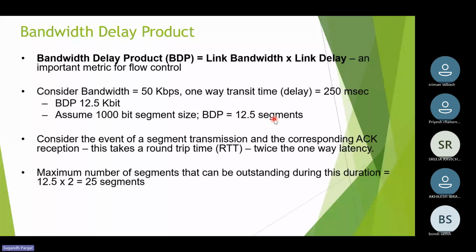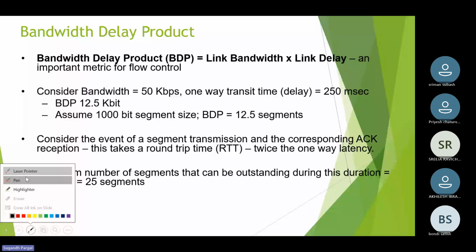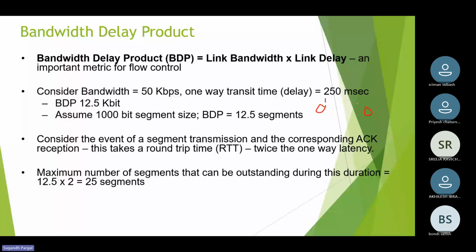I'll explain what that means. This was host 1 and this is host 2, and they want to communicate with each other using a pipe. If their bandwidth delay product is 12.5 kilobit, and you want to transmit a segment from 1 to 2, and the segment size is 1000 bit per segment, how many segments will you be able to transmit? That will be 12.5 segments. So this bandwidth delay product defines the channel capacity or the link capacity.